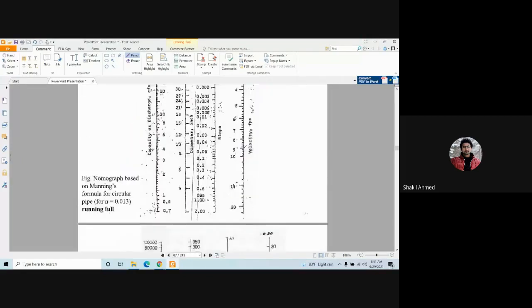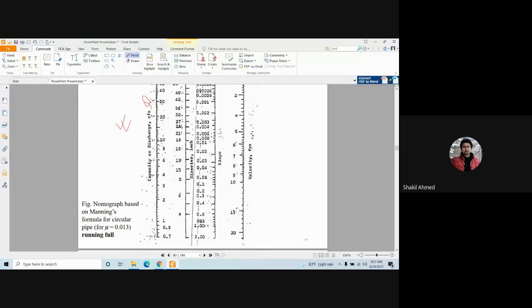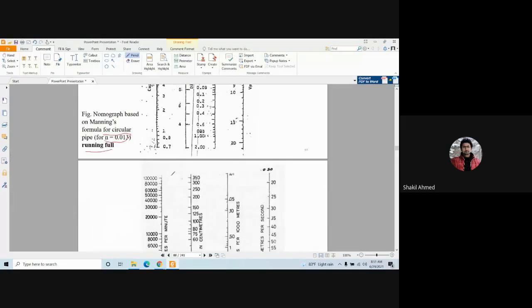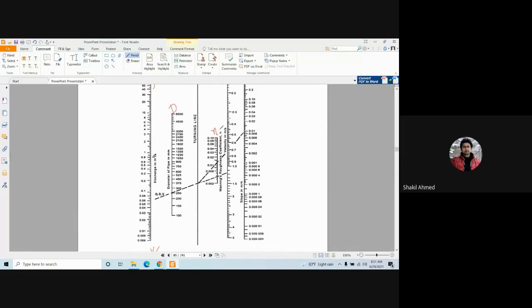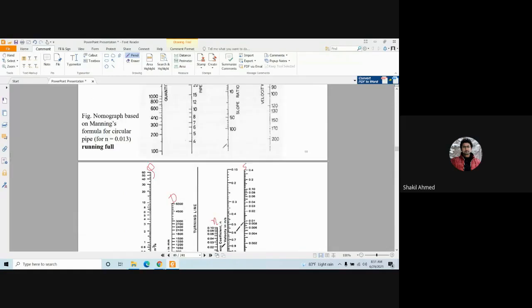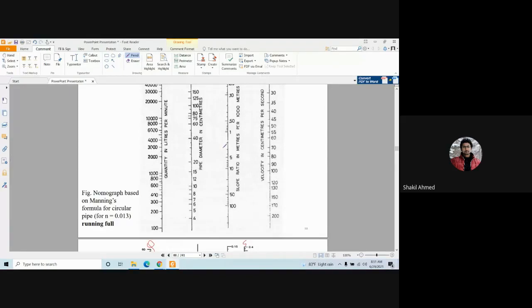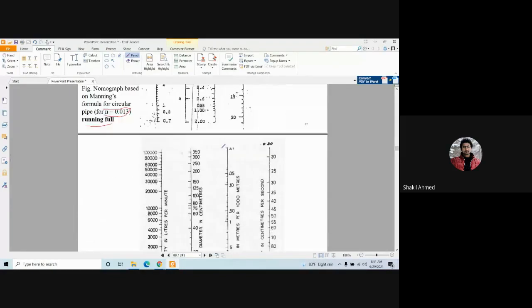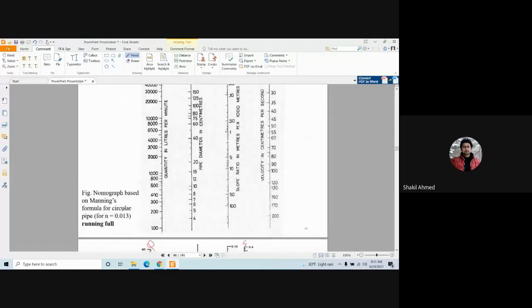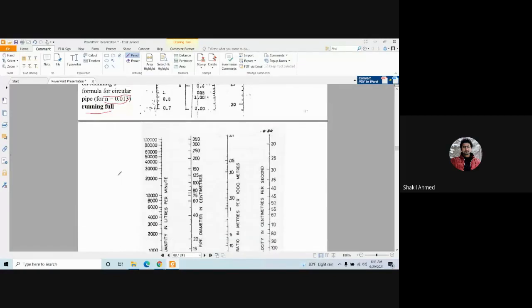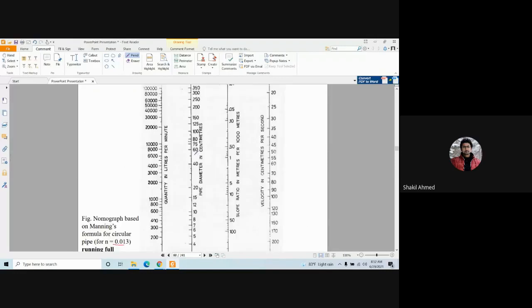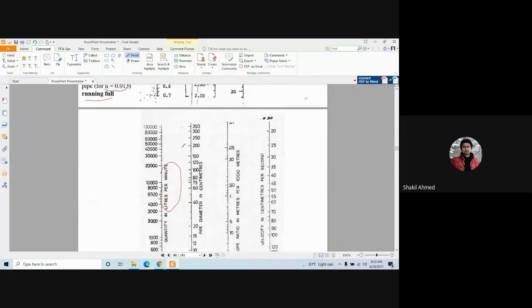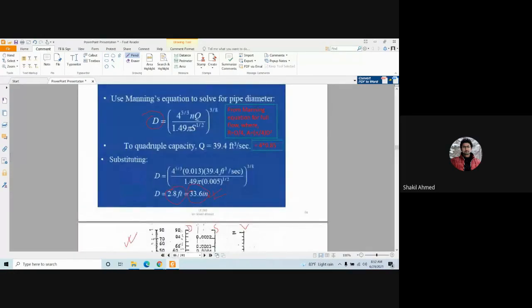This graph is for n equals 0.013, running full. This diagram is for any n, where you can determine the n value from here. This graph is also the same as the previous graph, for n equals 0.013 running full. The only difference is the unit. You can see this is cubic feet per second and this is liter per minute. That's it. Now let's see how to calculate the value from here.